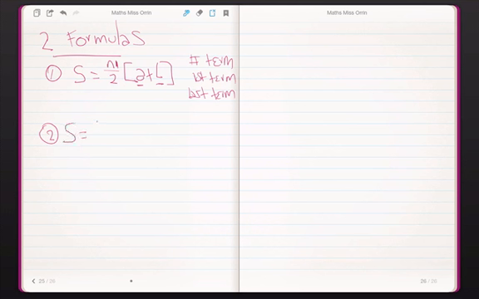This one looks more complicated, but they're the same letters. N is still the number of terms, A is still the first term, and D is the same as before, the difference between the terms. So while this looks slightly more complicated, I promise that it's not.